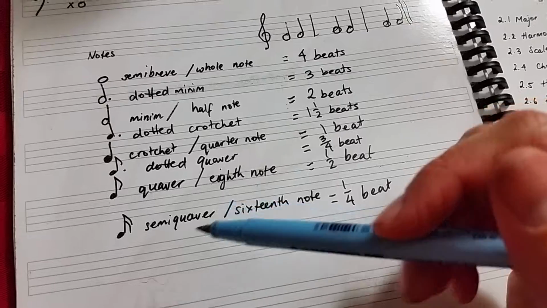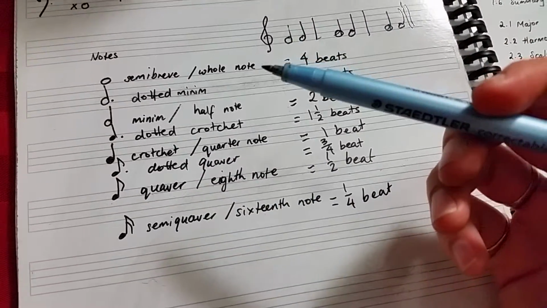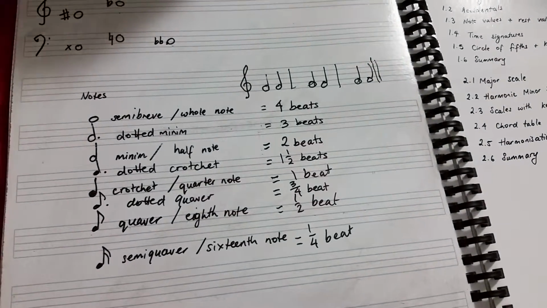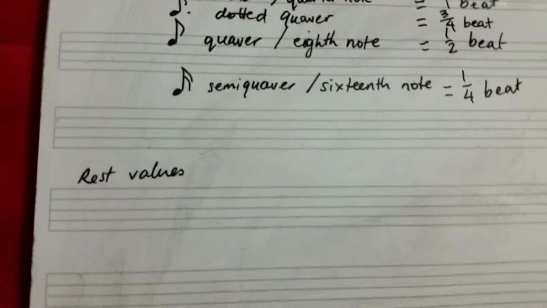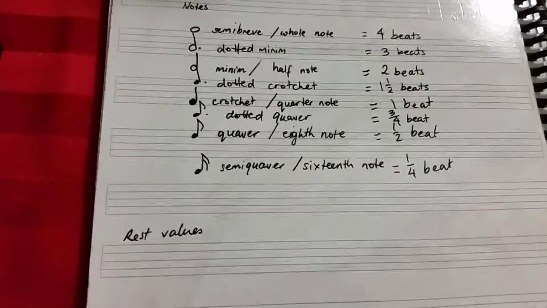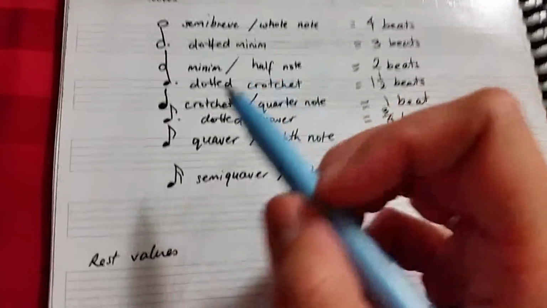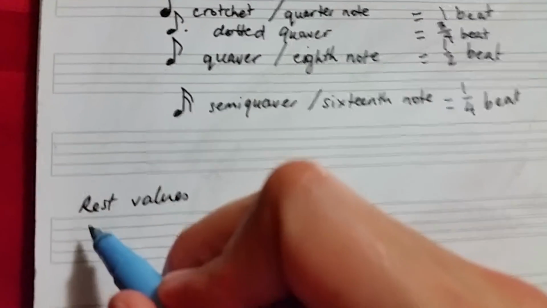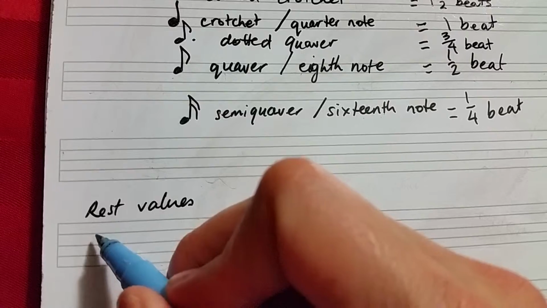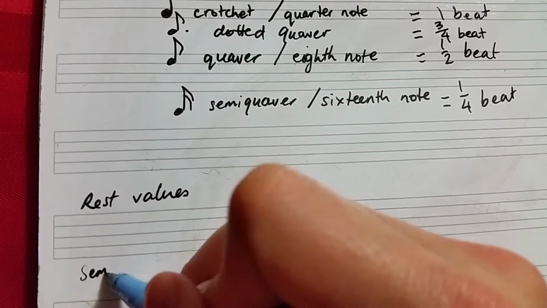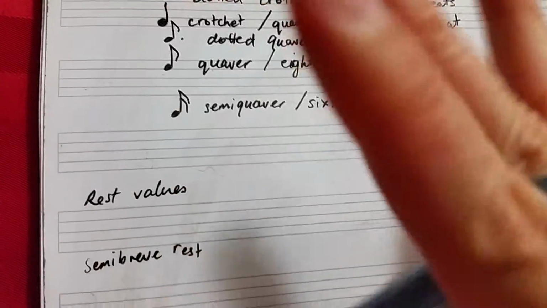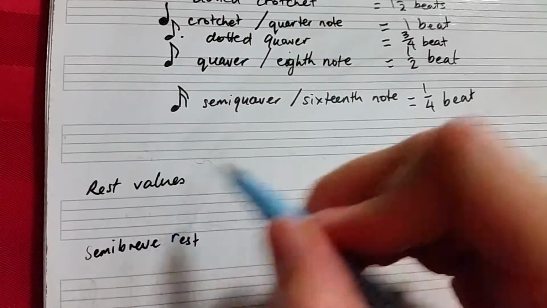Okay, so these all make noises. What about notes that don't make noise? Sometimes you need silence in music too. So rest values, let me just move the stuff over. Okay, rest values. So what about the notes that make silences? We have rests that make silences. Okay, so first we've got the semi-breve rest, which means 4 beats worth of silence.